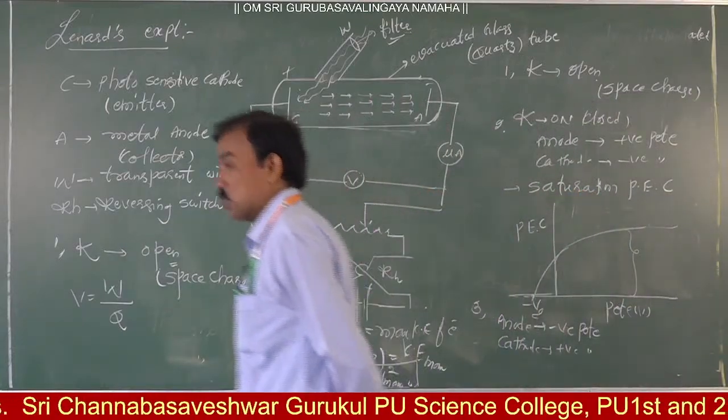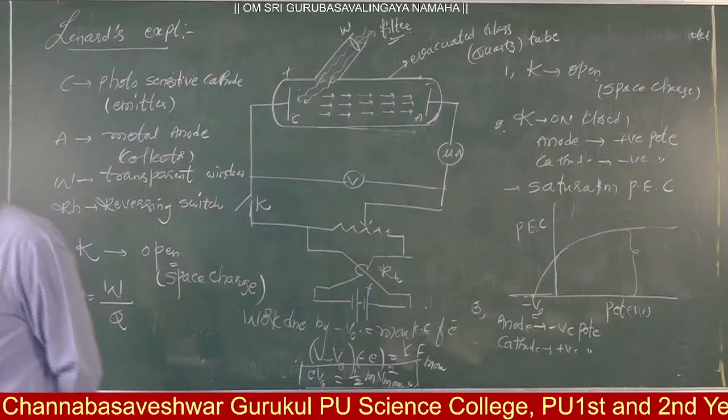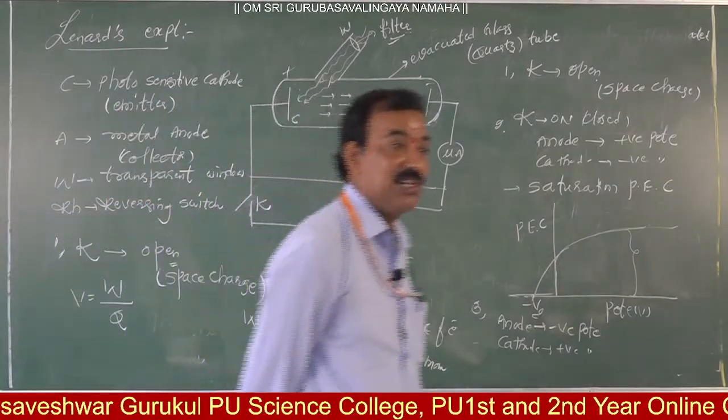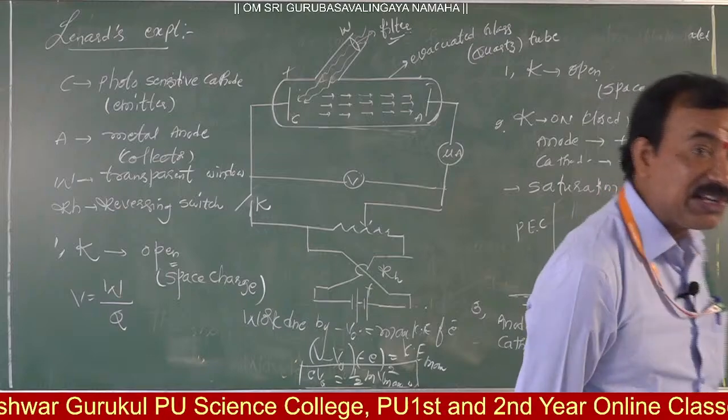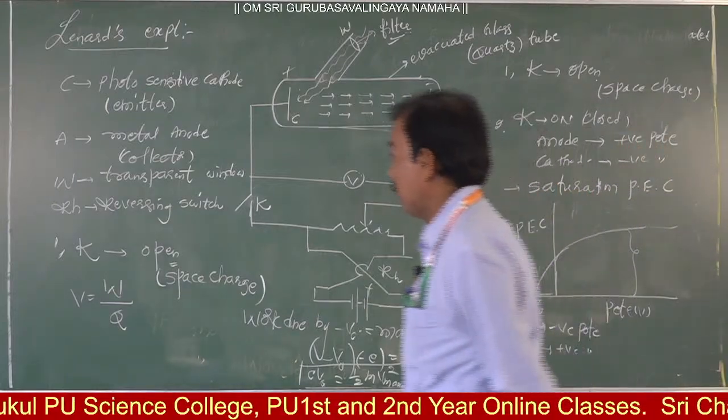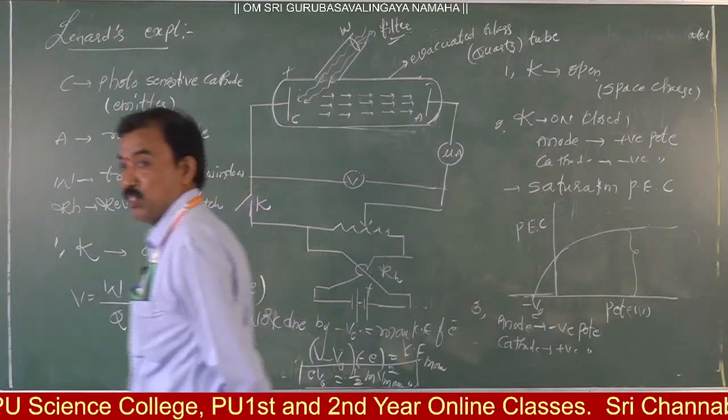Now I am going to explain what about the intensity of incident radiation, what about the frequency of incident radiation, and what about increasing the anode potential on the photoelectric current. That is the important topic here. So what about this experiment?